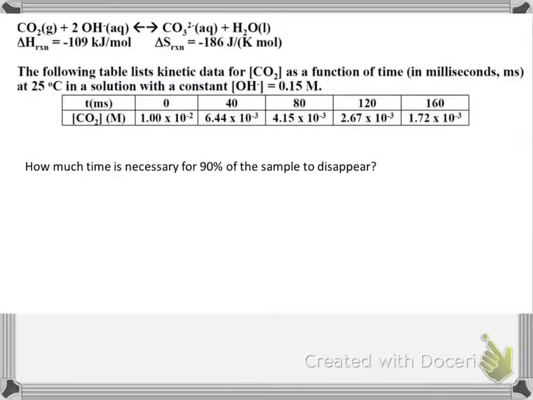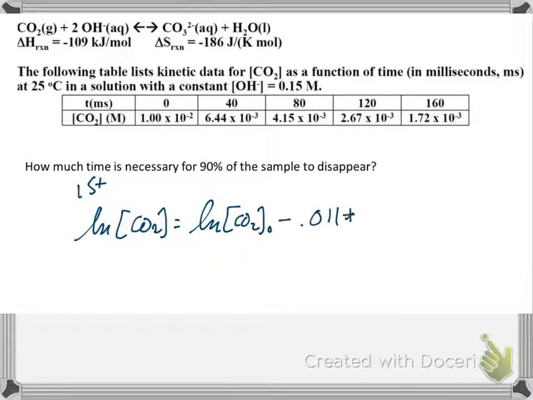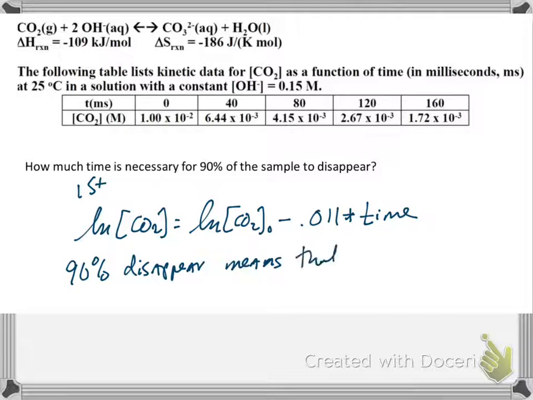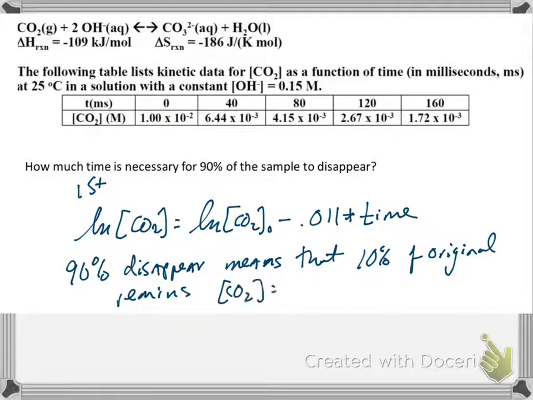Question now is, how much time is necessary for 90% of the sample to disappear? So first order, we can plug this in. We know k, and we're solving for time. For 90% of the sample to disappear, that means that only 10% remains. So there's 10% left of 1 times 10 to the minus 2, or 1 times 10 to the minus 3.